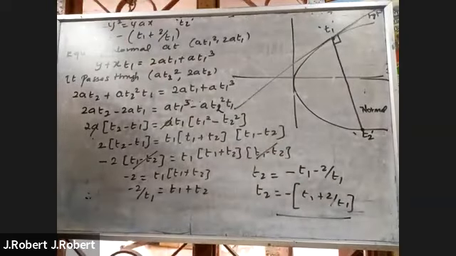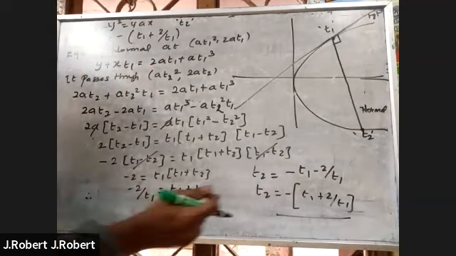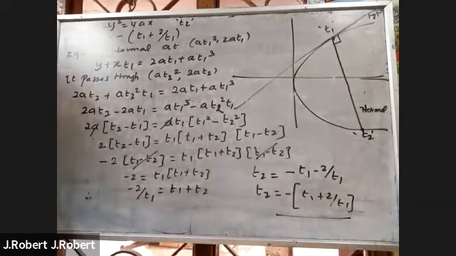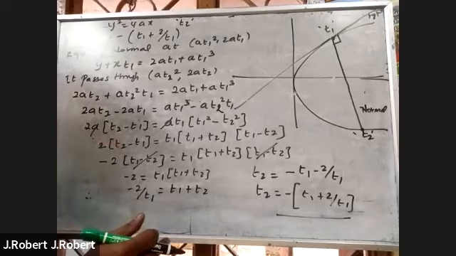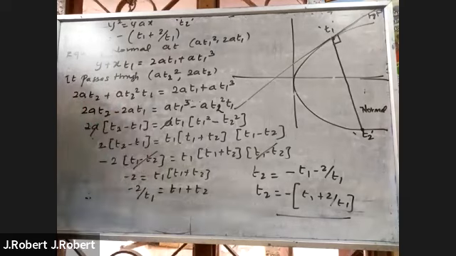Eppo, our question is what? When the normal at the point t1 on the parabola again meets the point at t2, then we have the value t2 is equals to minus of t1 plus 2 by t1. This is also a standard result. Every point of intersection is a standard result. You know? You have to take, this is also a standard result. Please take down.